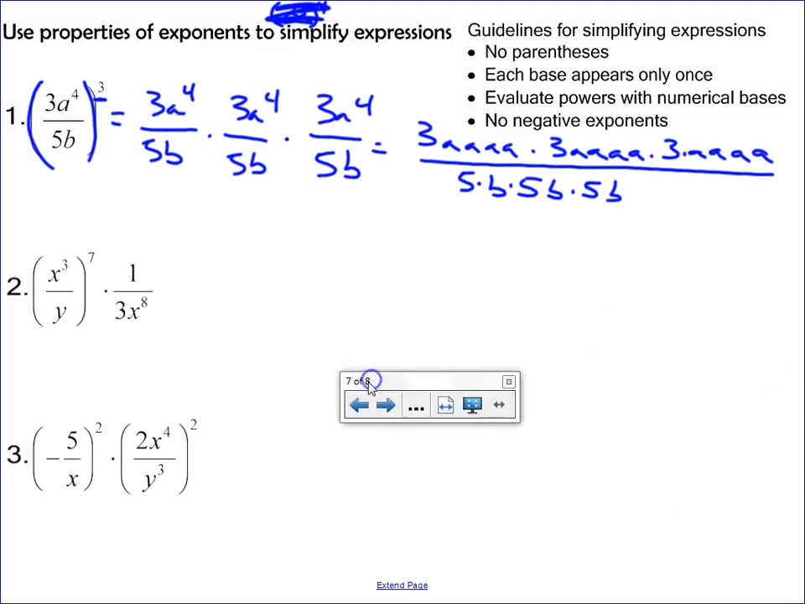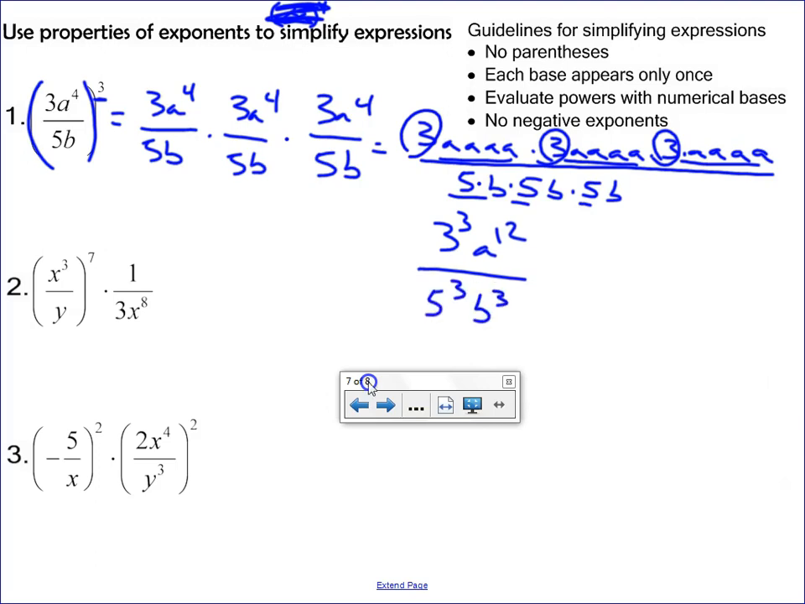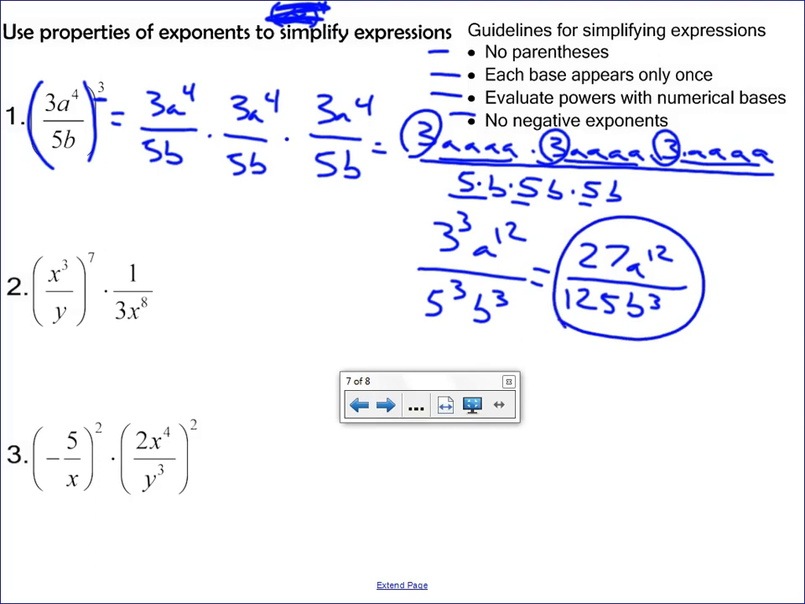So as we organize it all, we've got 3 times 3 times 3, so 3 to the 3rd, a to the 12th, over 5 to the 3rd, b to the 3rd. So we've got each base appearing only once. We've gotten rid of parentheses. We haven't evaluated powers of numerical bases yet, so let's do that. So 3 to the third. 3 times 3 is 9, times another 3 is 27. And 5 to the third, 5 times 5 is 25, times another 5 is 125. B to the third, and we don't have any negative exponents, so that would be as simple as we can go. So why don't you try those next two on your own, see if you can get those.